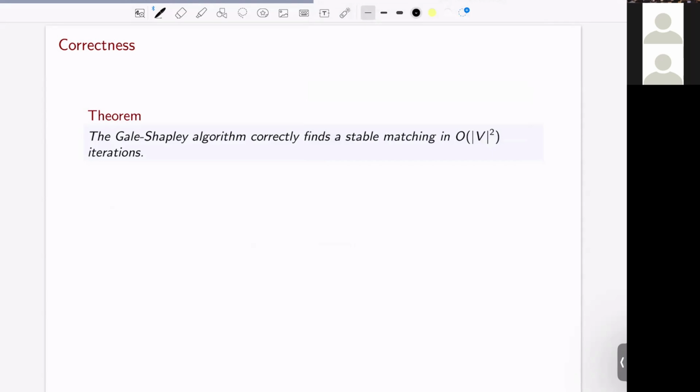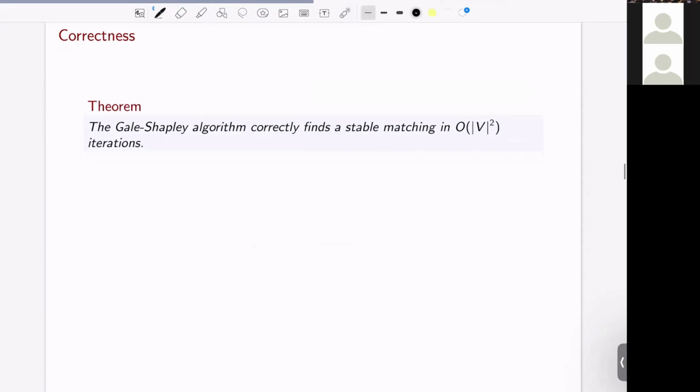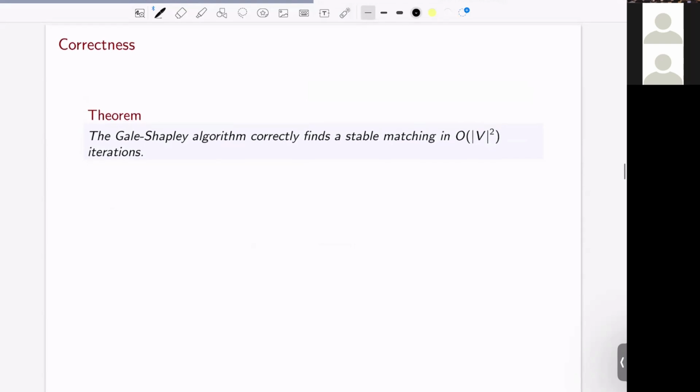Maybe let's talk about finite convergence. So when does the algorithm terminate? A doctor will stop applying to hospitals if this doctor gets rejected by all their choices. If we run into that situation, we know that we are done.